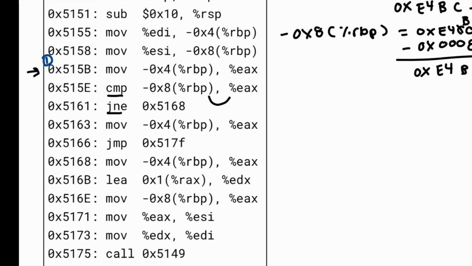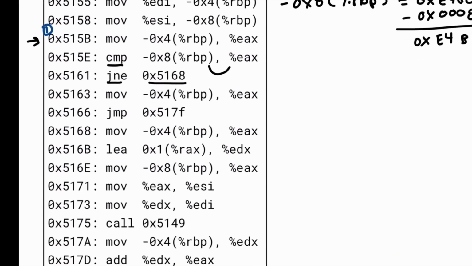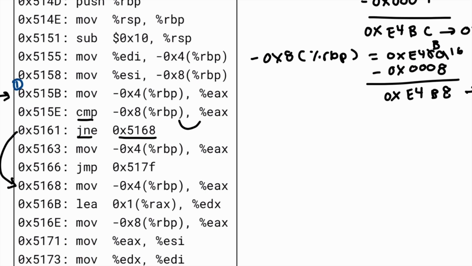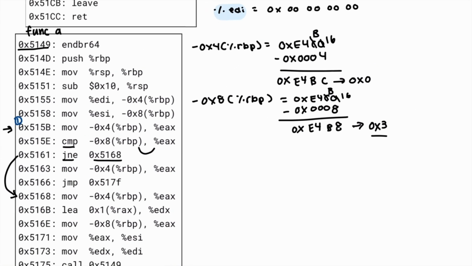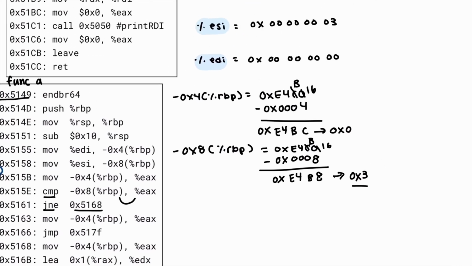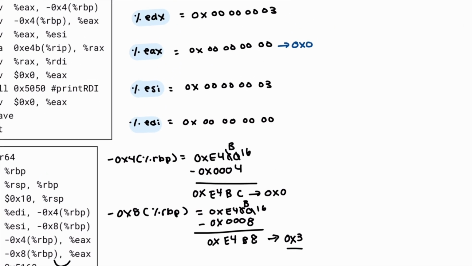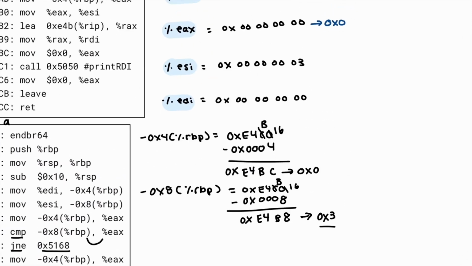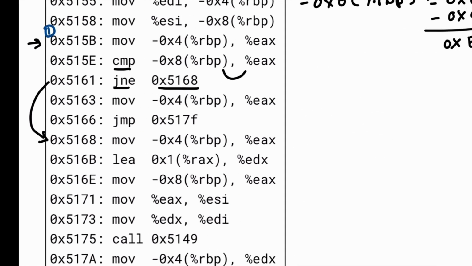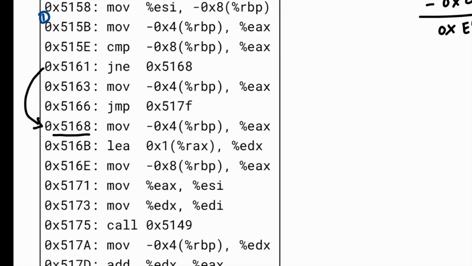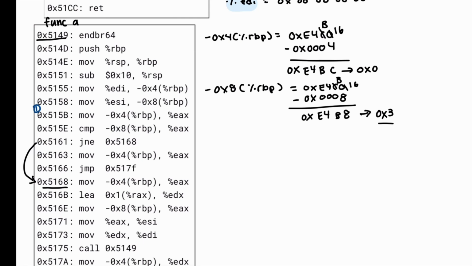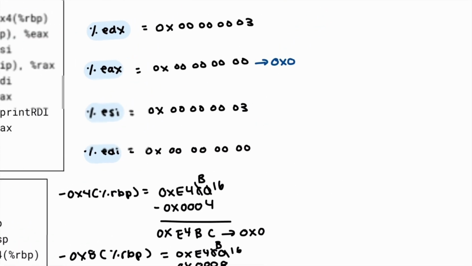If we jump, we're going to jump to this label, which is 5168. 5168 is right here. So we're going to compare minus 0x8 RBP, which is currently 0x3, and we're comparing EAX. And EAX is currently 0x0. Those two values are not the same, so we're going to jump. So now that we jump, we're going to this instruction, and now we're going to move minus 0x4 RBP into EAX, which means it's going to be 0x0 again.